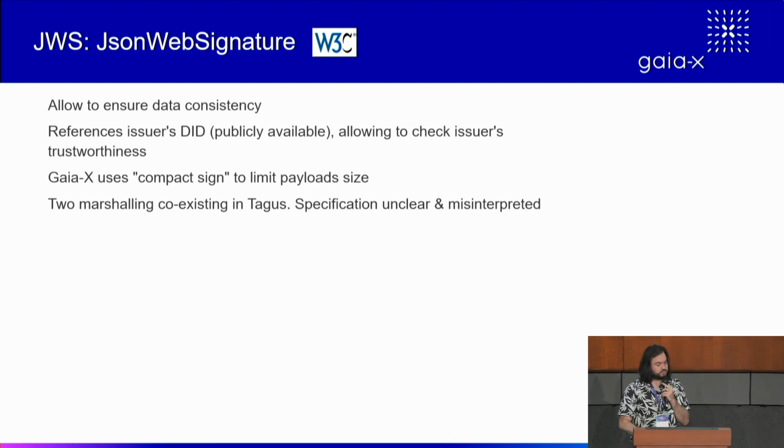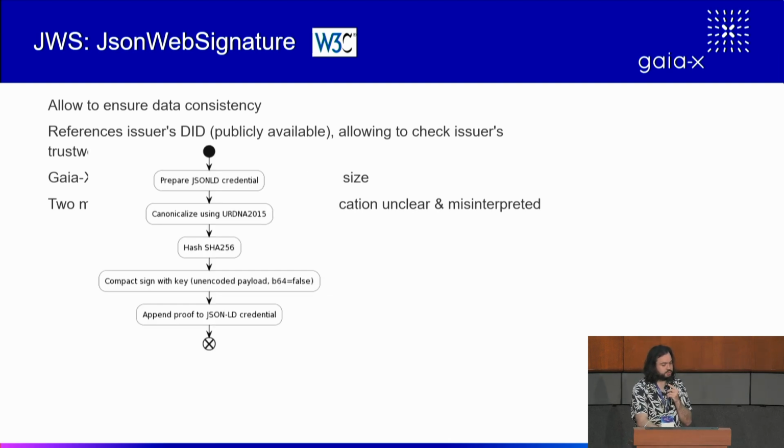We do have two different implementations running at the same time right now. We have this way of computing the signature. You prepare your credential, you canonize using URDNA 2015, like it's written in the spec, you hash it using SHA-256, you compact sign, and you append the proof to your credential. That's it, you have a credential.